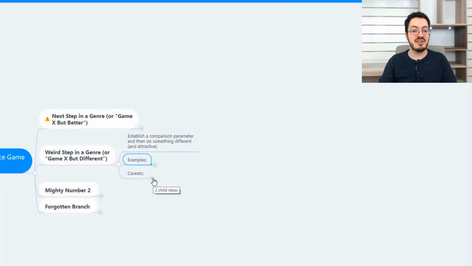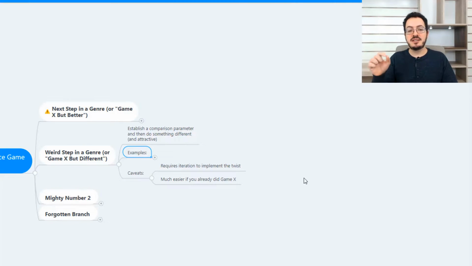I want to talk about some caveats. First, the different thing that you are trying to implement to change the expectation or the perspective that your game is giving to that genre or that comparison game requires iteration, right? So it's much easier to copy Mario and then do more levels than it is to make Mario, but much, much faster, right? Because you need a lot of iteration. So it's definitely a goal that's worth pursuing. Just keep in mind that usually it will take more time to get there, right? It will take a little more time to fine tune the gameplay or whatever it is that you are considering to be the twist that you are adding to the genre or comparison game.